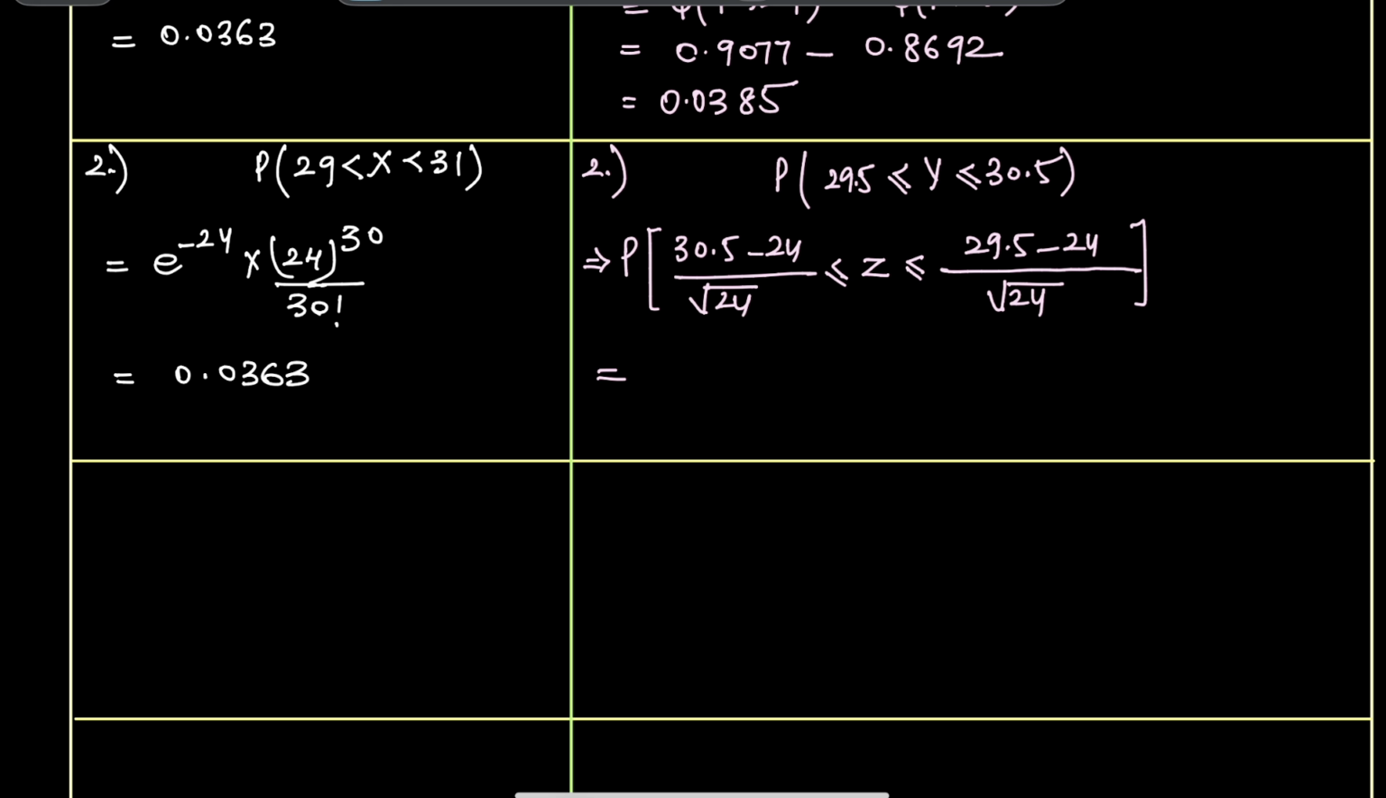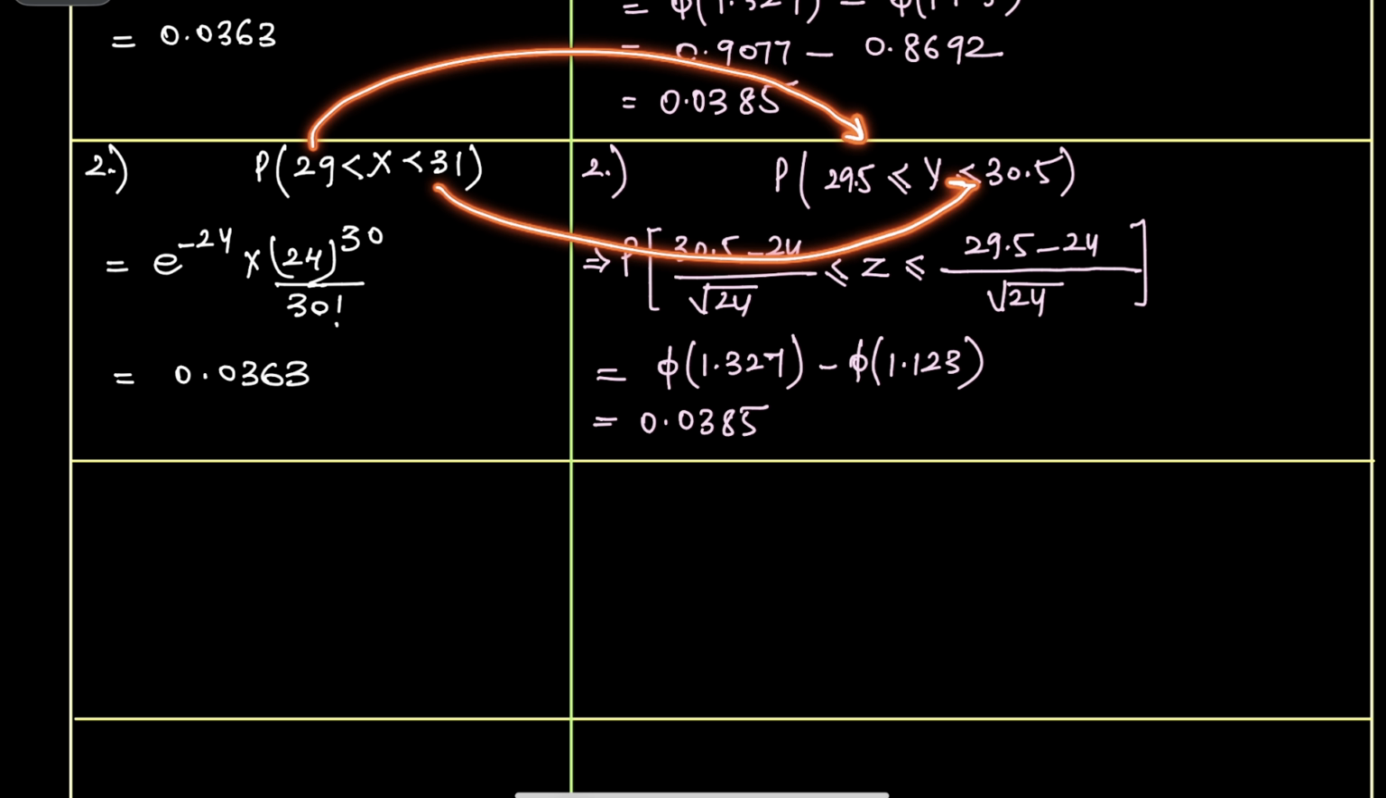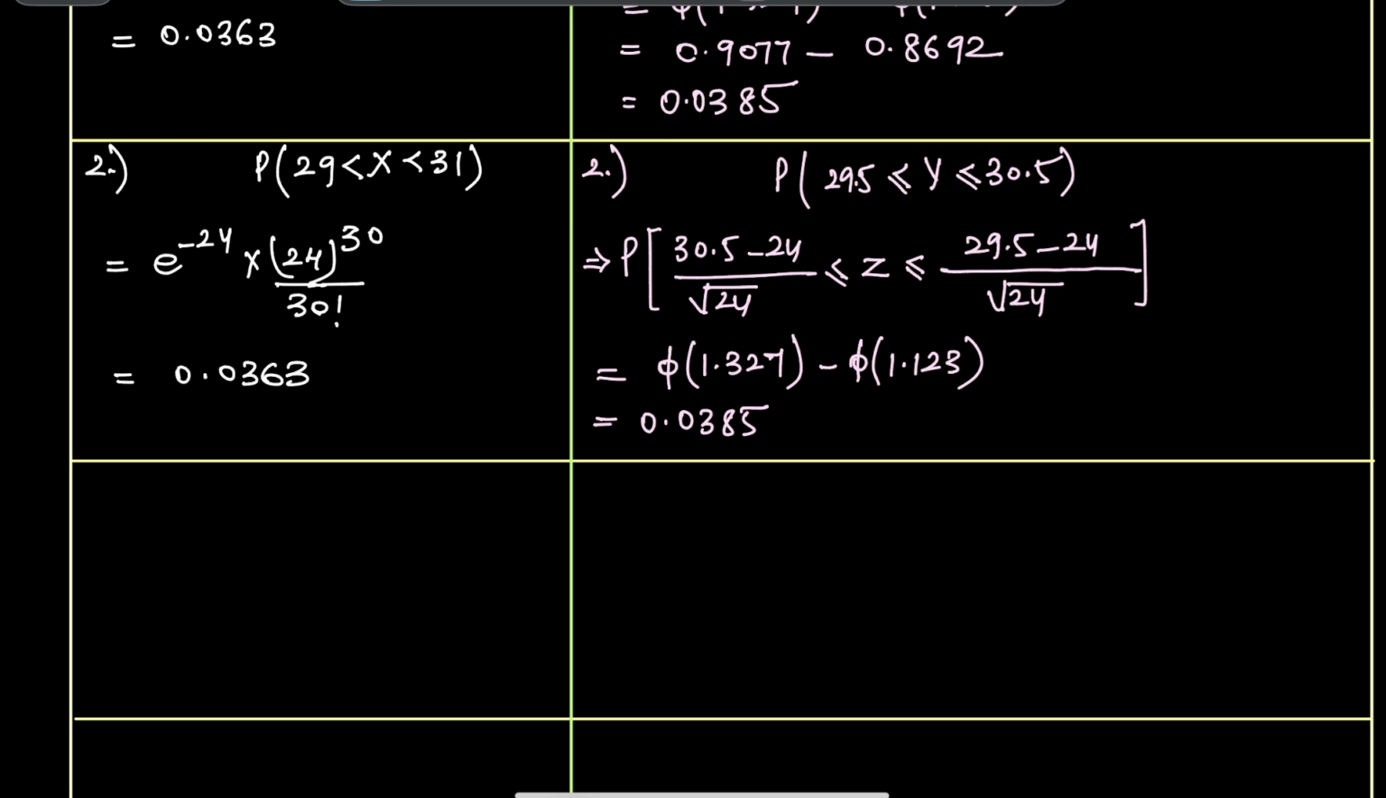When we solve this further, we will get phi of 1.327 minus phi of 1.123. By using a calculator, we can get the value as 0.0385. Now this is the second type of question, in which only less than conditions were involved, and we can see that we applied a continuity correction to solve the same question. Now let's move on to the next type.